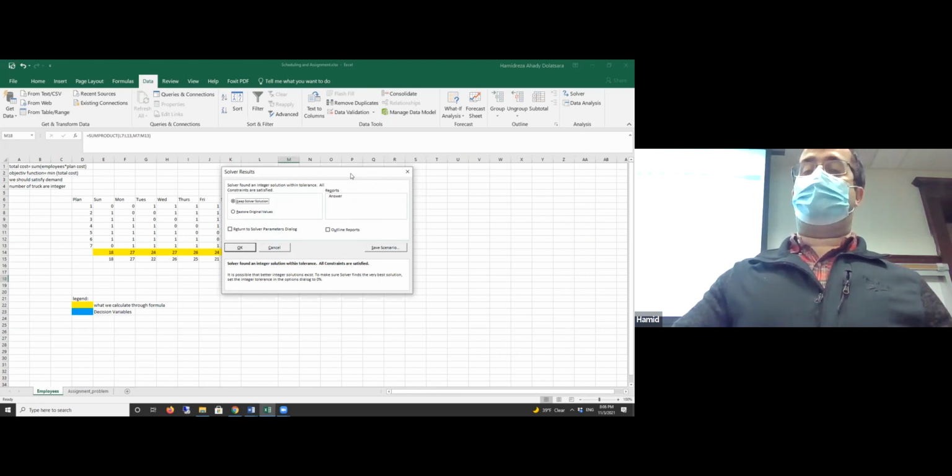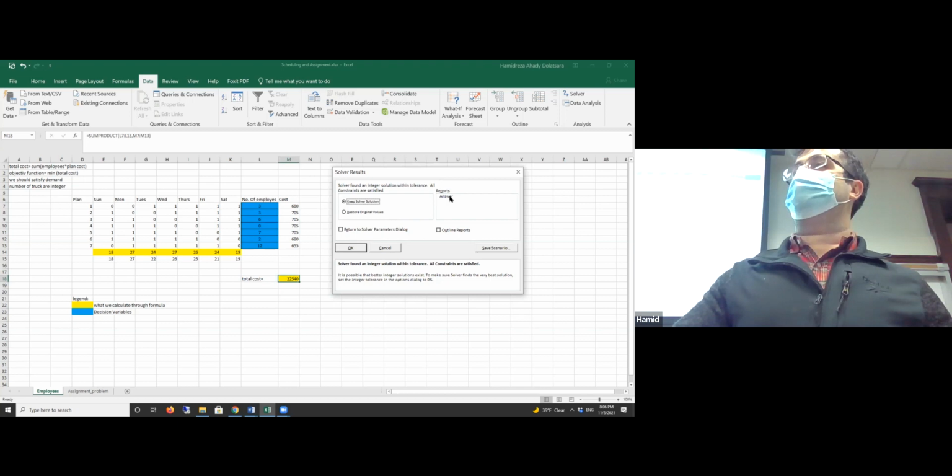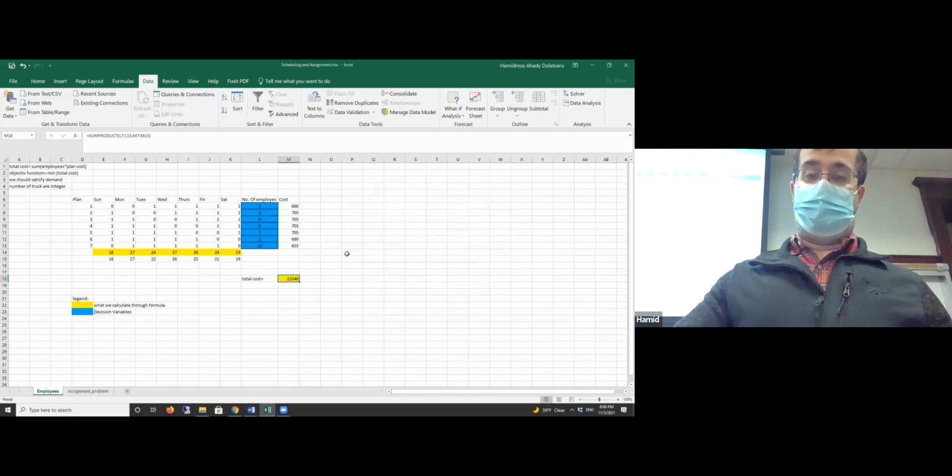Just keep in mind, when one of your constraints is integer, you don't have sensitivity analysis. Sensitivity analysis is just for continuous variables. So you never pick plan 4. It seems the most favorite is plan 7, which is kind of intuitive because it's the cheapest one.